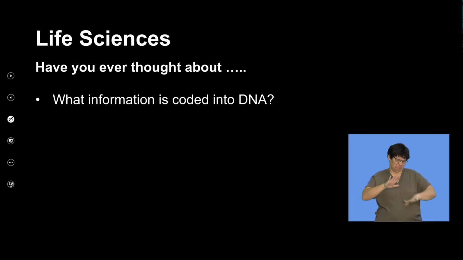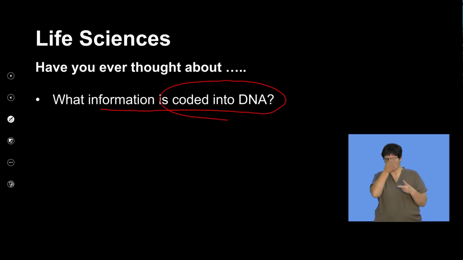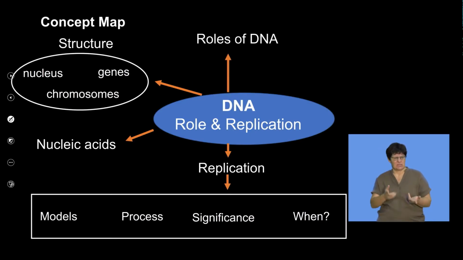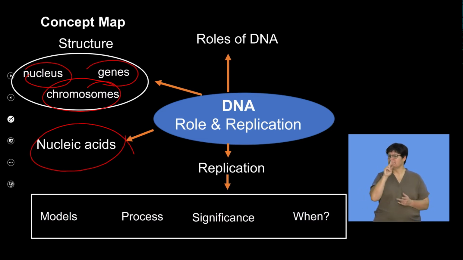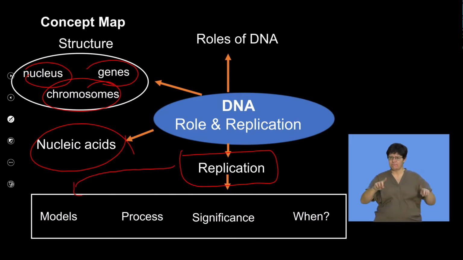I'm sure you have always had thoughts about DNA and what information it codes for. So we're going to spend some time trying to understand what the concept of a gene is today. We're going to focus on the nucleus, genes and chromosomes in this segment. As a recap of nucleic acids, we're going to talk about that. And most importantly today, we're going to look at this complex process of replication, and we're going to unpack the different models. More importantly is the process, its significance, and when it occurs.